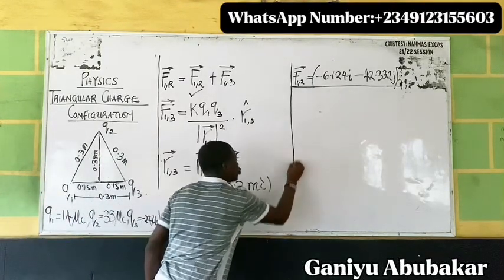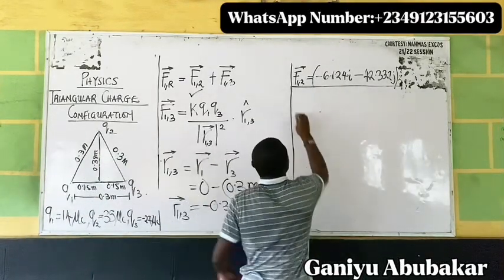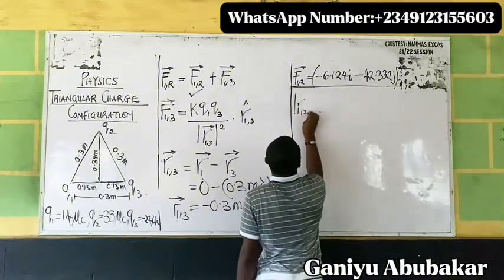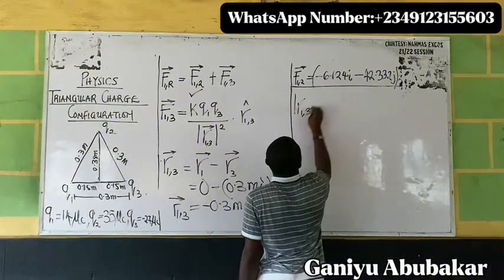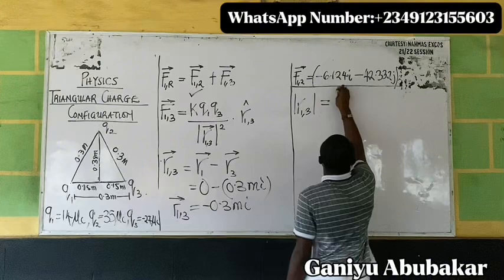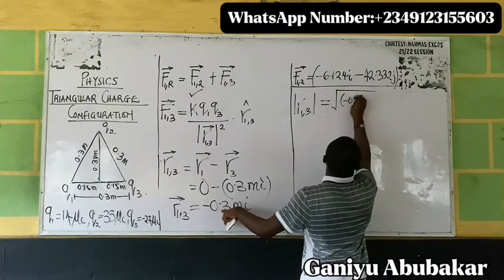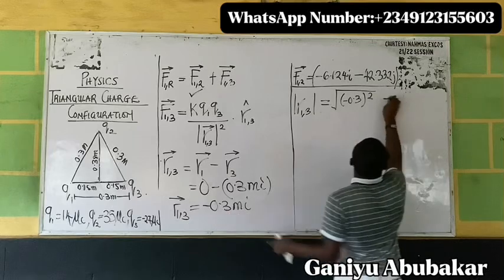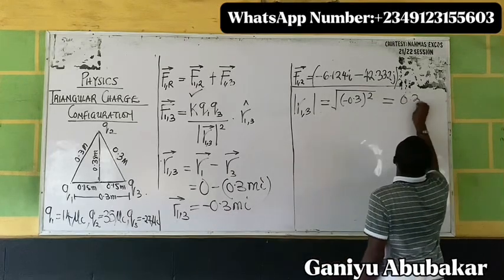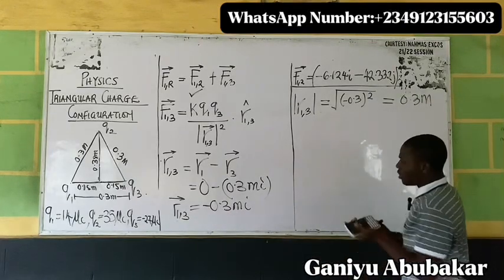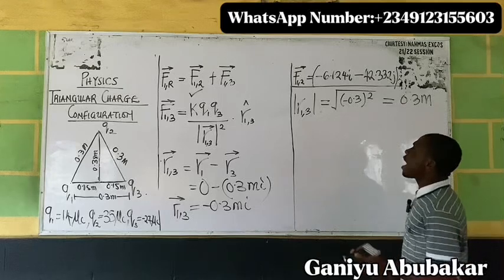Let's get the magnitude of R13. The magnitude of R13 is equal to the square root of that value, which is minus 0.3 all squared. This will give us 0.3 meters. I've gotten the magnitude of R13.